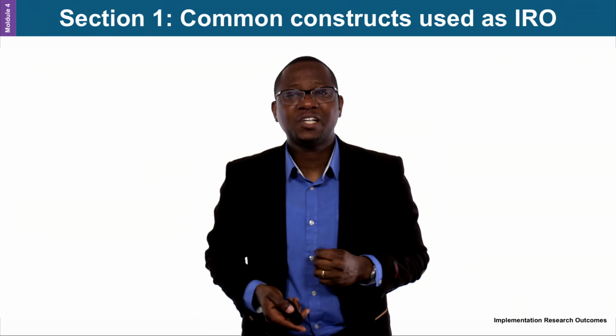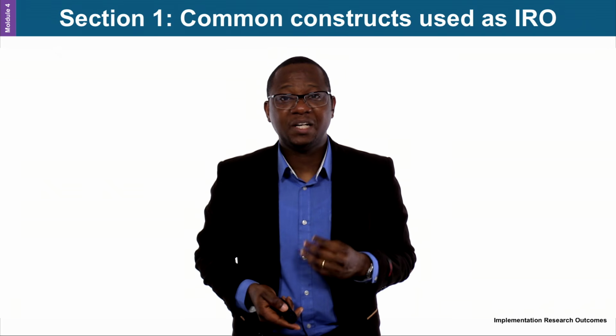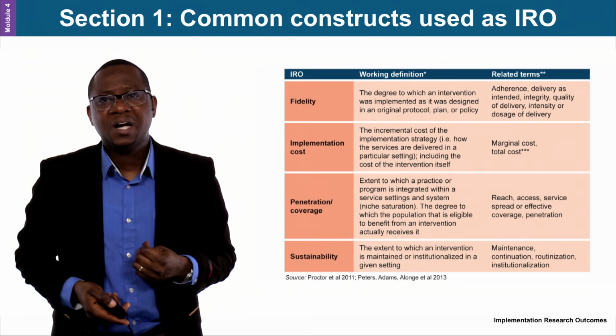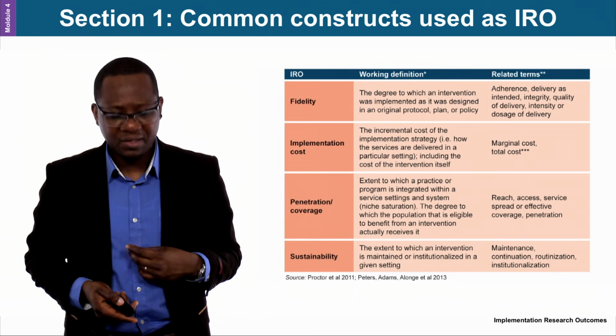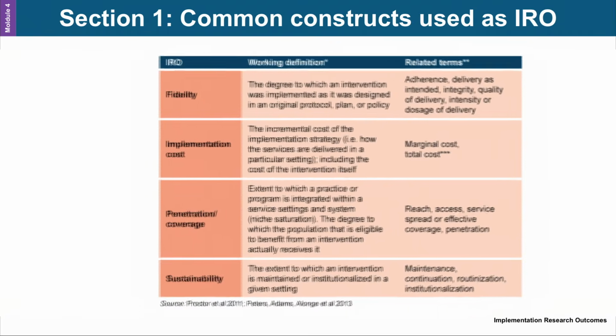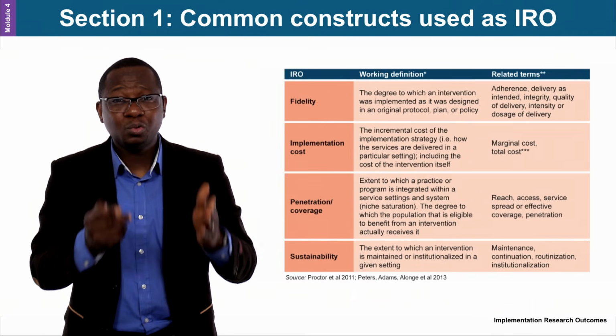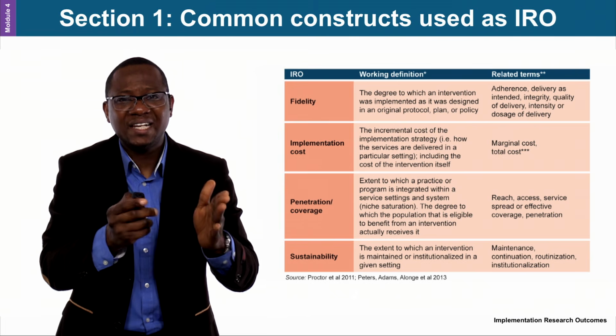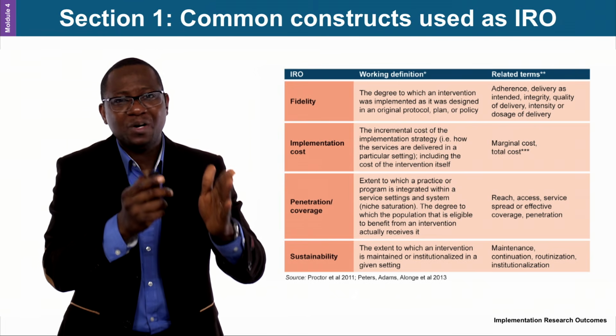Let's move on. Still talking about the common examples of constructs that are being used as implementation research outcomes. The next common construct that we're going to talk about is fidelity. So fidelity is the degree to which an intervention was implemented as it was designed in an original protocol, plan, or policy. That is to say that for every evidence-based intervention, there is a way in which the intervention was designed, or a way in which it was originally delivered when it was being tested for effectiveness. So fidelity is being able to carry out that intervention in the way that it was originally designed in the original protocol by the designer.